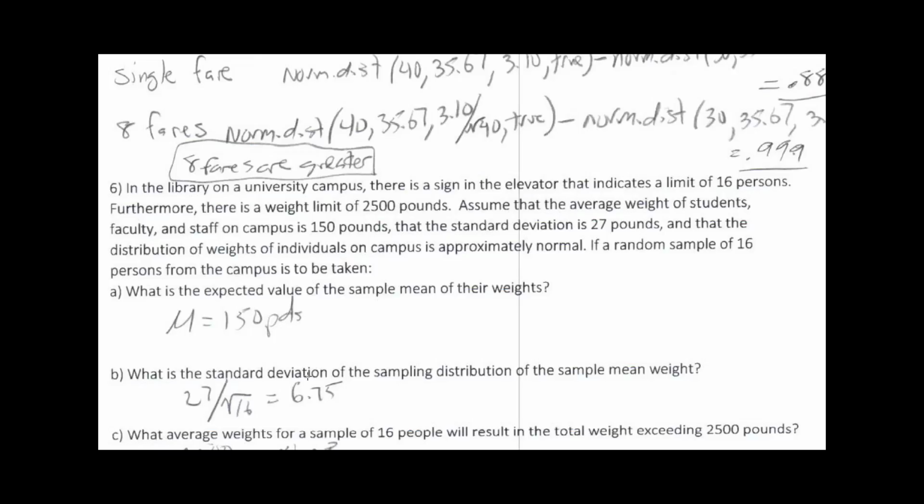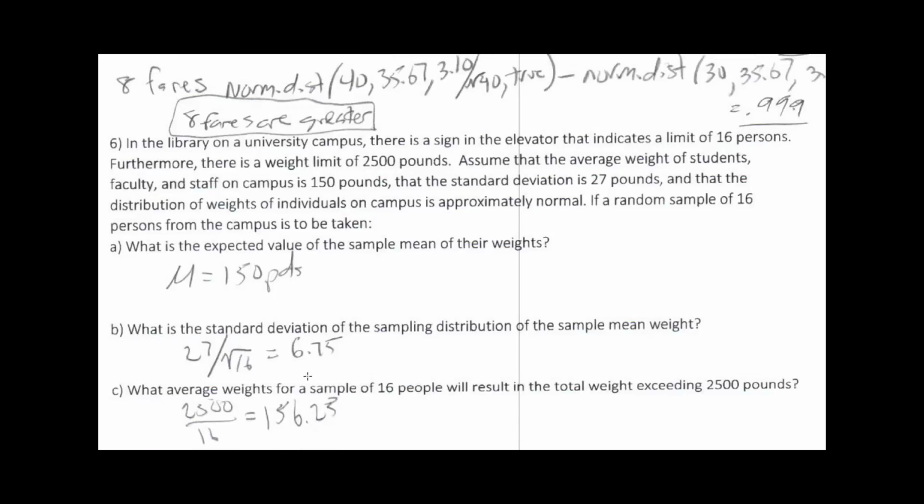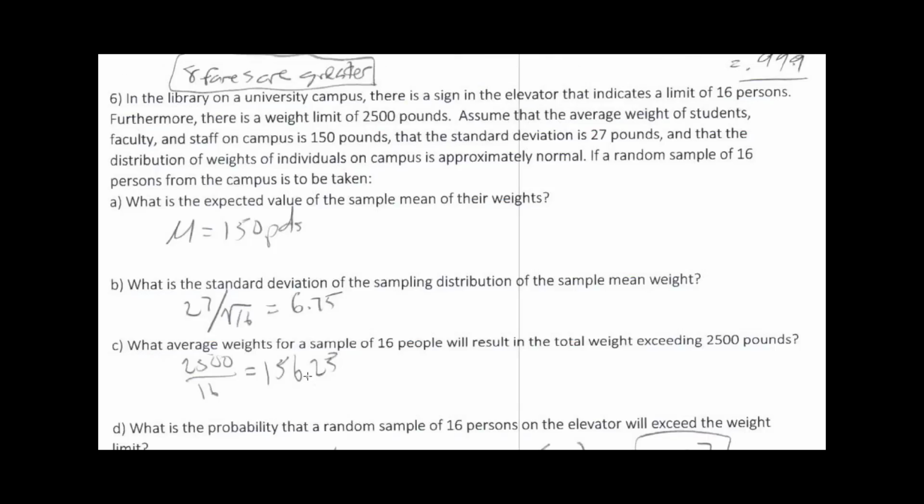What is the average weight for a sample of 16 people that results in exceeding 2,500? So let's take that 2,500, divide by 16, and see what number we get, and that's 156.25. Now the question is, what's the probability that a randomly selected group of 16 will exceed that weight limit? So we're talking about a norm CDF here. If I expect 150, standard deviation is 6.75, what percent of the time am I going to exceed that? So that would be a norm CDF scenario.